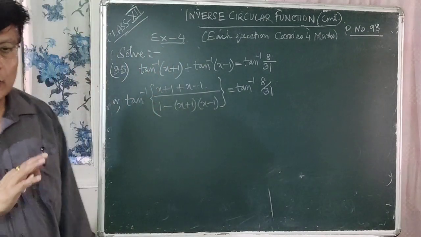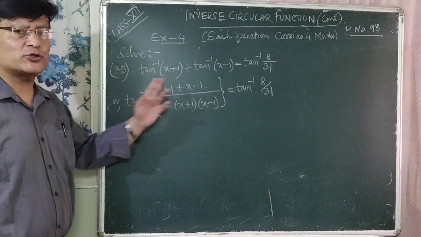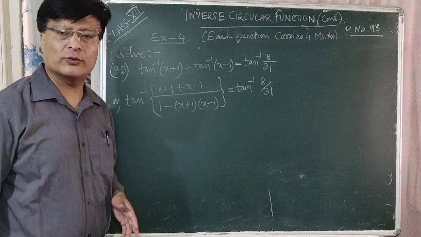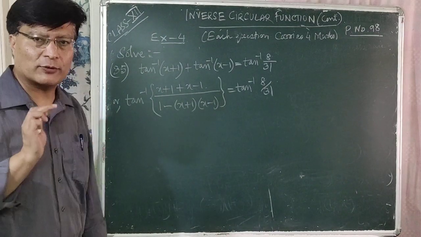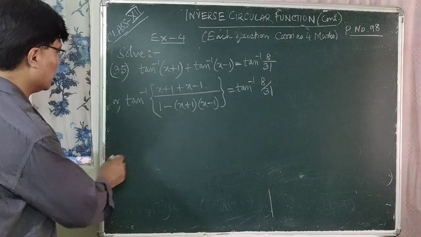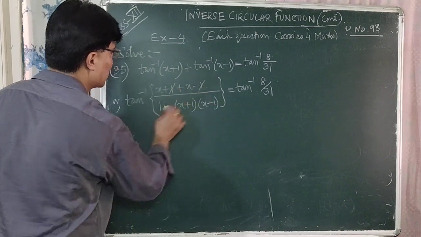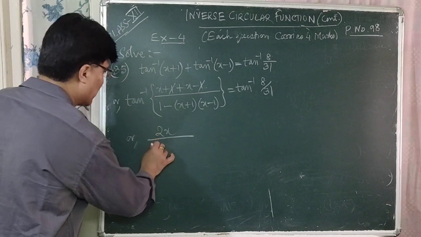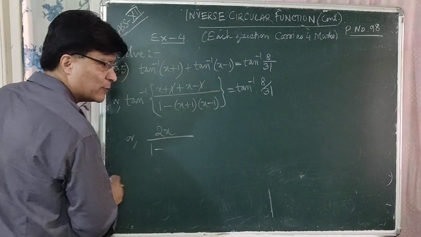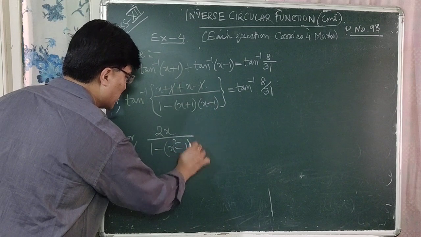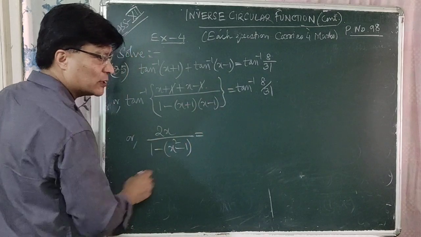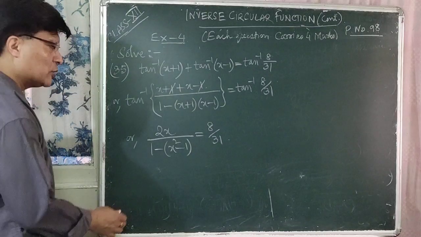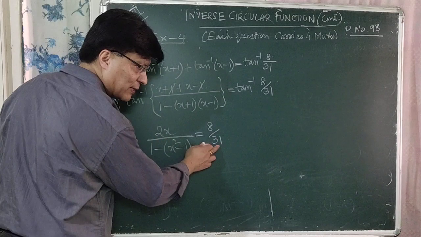Okay. Now on both the sides there is the same inverse circular function, so we can cancel this one because this is an equation. From both the sides you can cancel tan inverse. That means you don't have to write tan inverse in the next step. Here plus 1 minus 1 gets cancelled. x plus x is 2x divided by 1 minus, this is (a plus b) into (a minus b). What is the formula? It is a square minus b square. Tan inverse gets cancelled, so you will get here 8 by 31. Okay. So this is left hand side and this is right hand side.